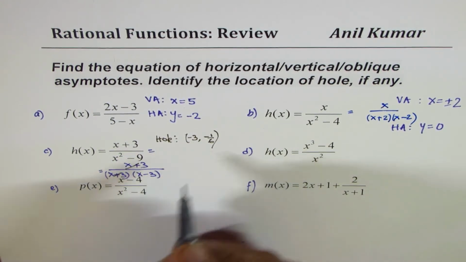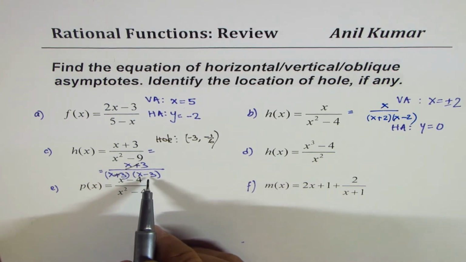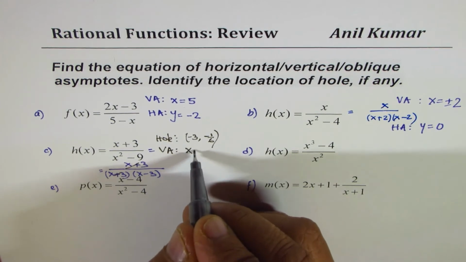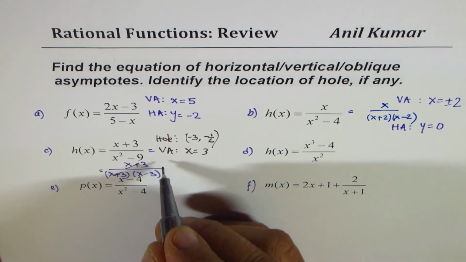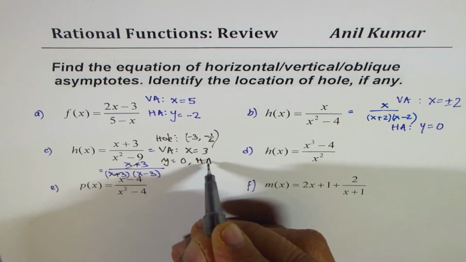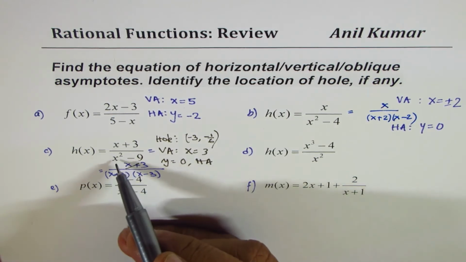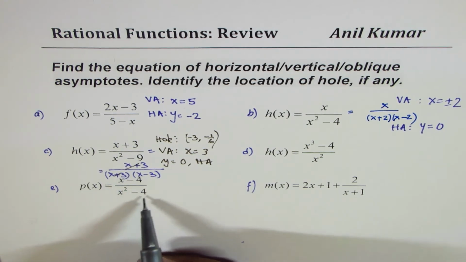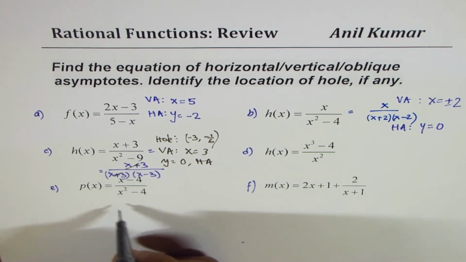y value. Correct? Now since one factor is left, that will give you the vertical asymptote, which will be at x equals 3, and y equals 0 is your horizontal asymptote. Correct? Since the degree of the denominator is higher. Perfect.